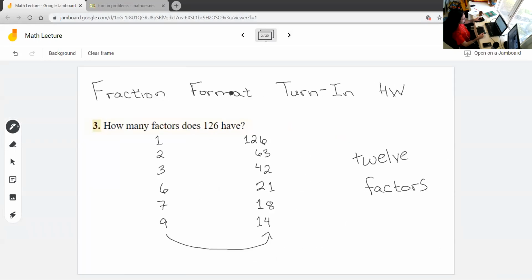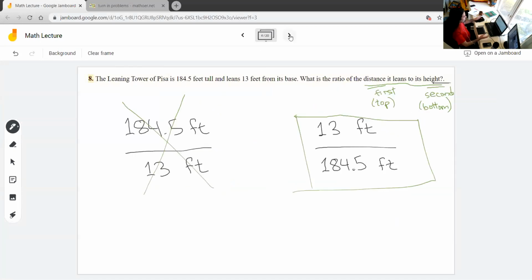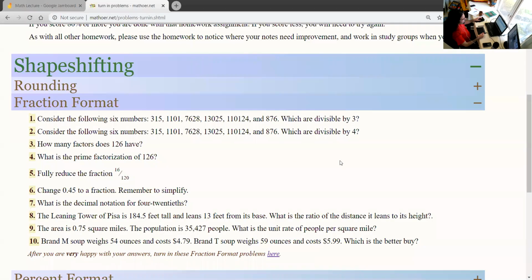So we did fraction format homework number 3, number 7, and number 8. So that's where we are. Thank you, recording people. Sorry, I forgot to hit record at the very beginning. Okay, any other questions about rounding, fractions, or the first part of percents?